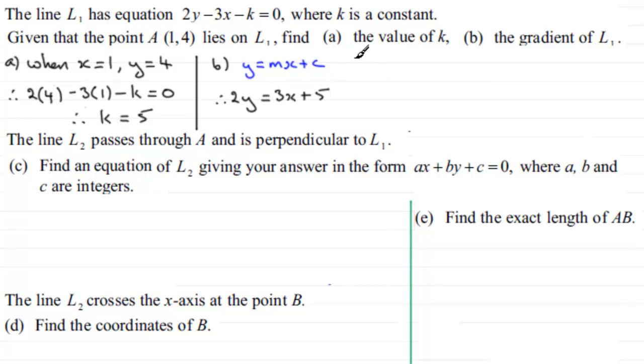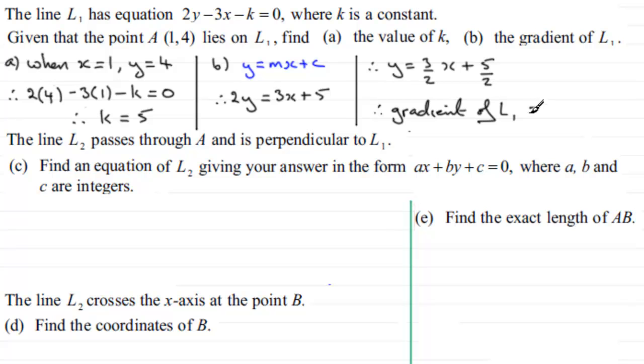Now if I divide both sides by 2, I'm going to get y equals 3 over 2 x plus 5 over 2. And so therefore the gradient of L1 is the coefficient of x. The gradient is going to be 3 over 2. So therefore the gradient of L1 equals 3 over 2.